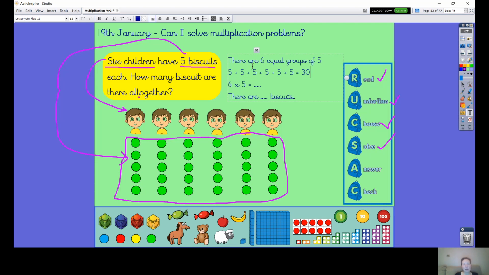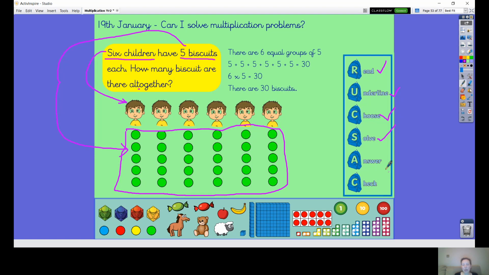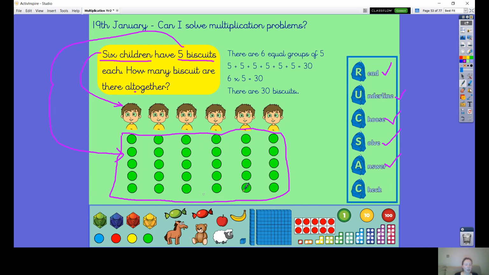5 add 5 is 10, 5 more is 15, 5 more is 20, 5 more is 25, and 5 more is 30. That's a little check there. And 6 lots of 5 are 30. 6 equal groups of 5 are 30. So the answer to our problem, we need to write a sentence. There are 30 biscuits. And as I've been going along with that, I have been checking because I counted this bit and I counted up here as well.